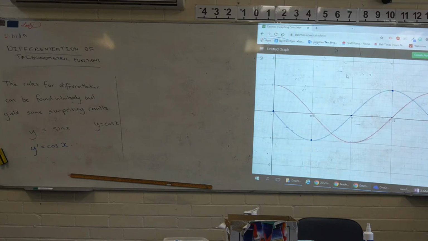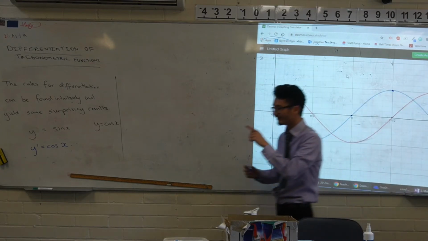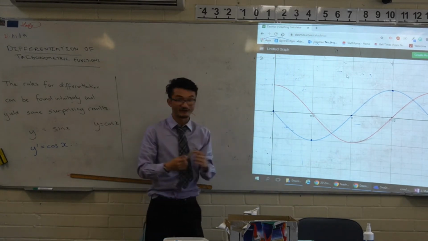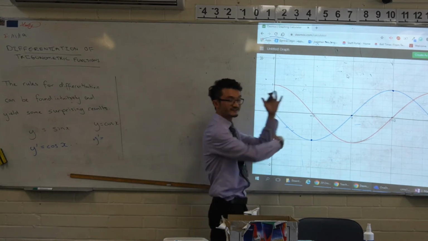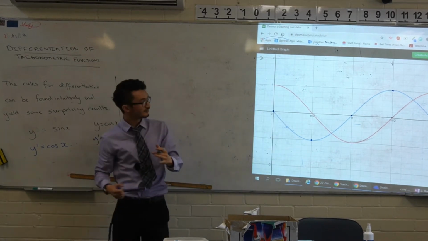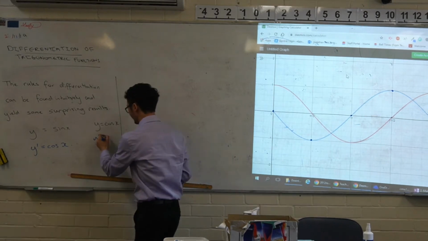Bada bing, bada boom. You're a sin. So that means the derivative of our cos graph is not just a sine, but it's been reflected in the x-axis. So we're working with negative sine.